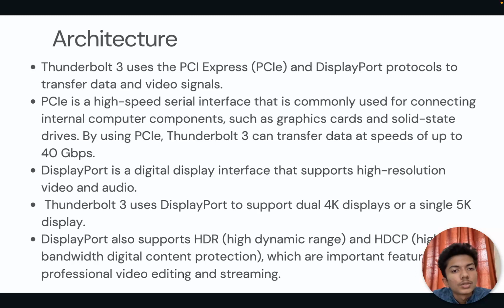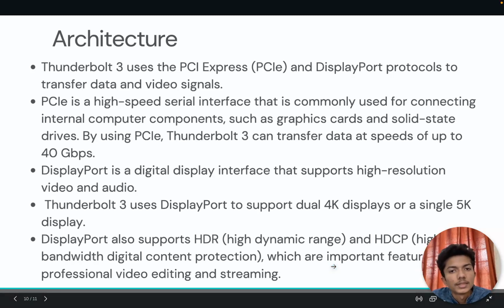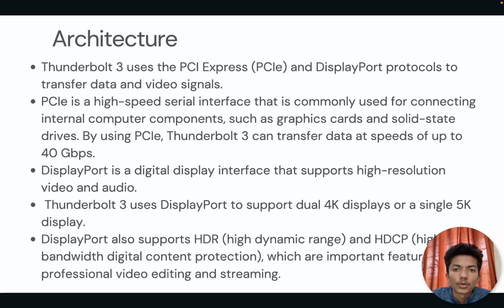Thunderbolt 3 uses the PCI Express and DisplayPort protocols to transfer data and video signals. PCIe is a high-speed serial interface that is commonly used for connecting internal computer components such as graphics cards and solid-state drives (SSDs). By using PCIe, Thunderbolt 3 can transfer data at speeds of up to 40 Gbps.